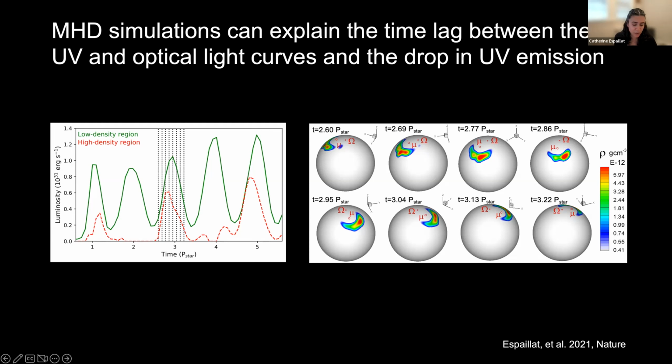Yeah, so in the paper, I don't remember the numbers off the top of my head, but we did look at that in the paper, and so we can put some limits. Overall, we find that there's good agreement between what the MHD simulations predict and the observations.